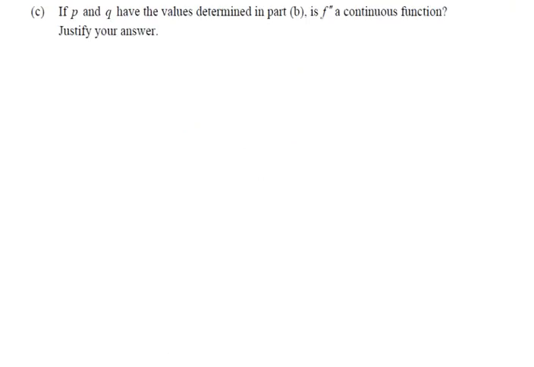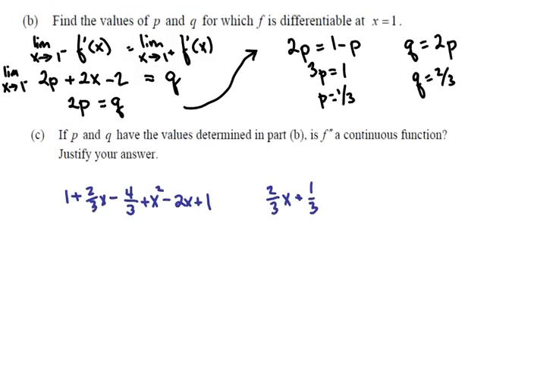And that's part B. For part D, we're going to plug in the values for p and q and determine whether f double prime, the second derivative, is continuous. And the function as we approach x equals 1 from the left is 1 plus 2/3 x minus 4/3 plus x squared minus 2x plus 1, not simplified. And the right side would be 2/3 x plus 1/3.